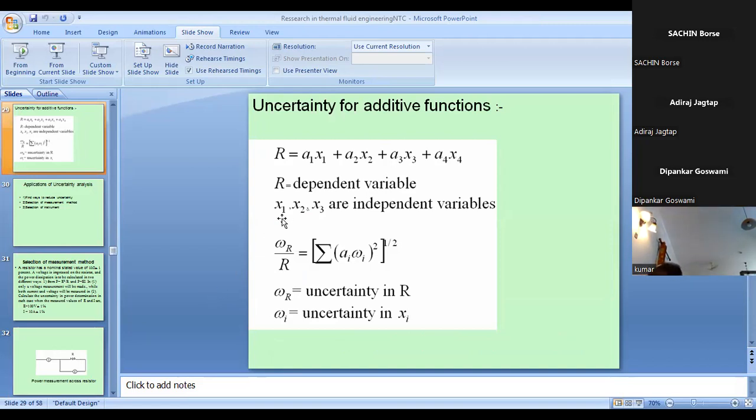Similarly, for an additive function, there is a formula we can use for calculation of uncertainty. Uncertainty in R divided by R is equal to the square root of the summation of the square of A_i omega_i. This was for the additive function; you saw the product function earlier.